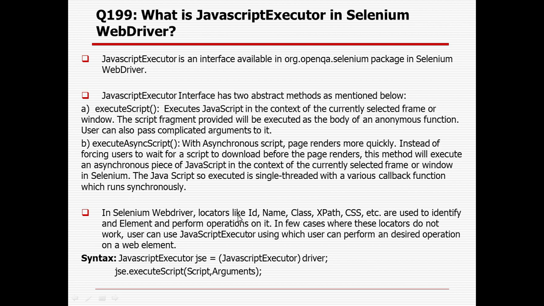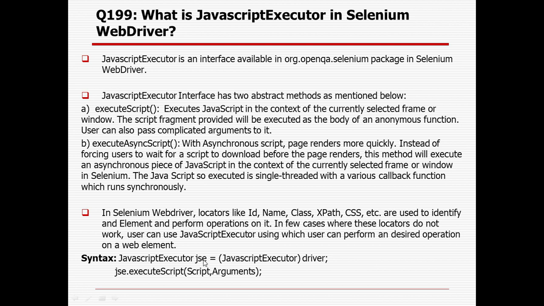In Selenium WebDriver, locators like ID, name, class, XPath, CSS, etc. are used to identify an element and perform operations on it. Suppose you are not able to identify the element through any of the web element locators. In that case, you need to use the JavaScript executor, using which we can perform the desired operation on the web element.